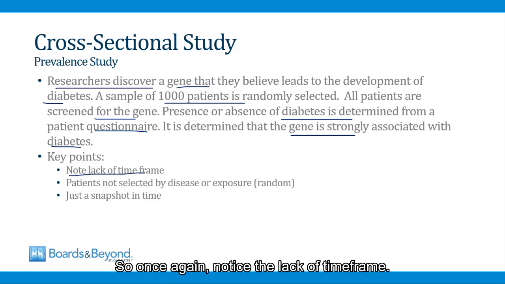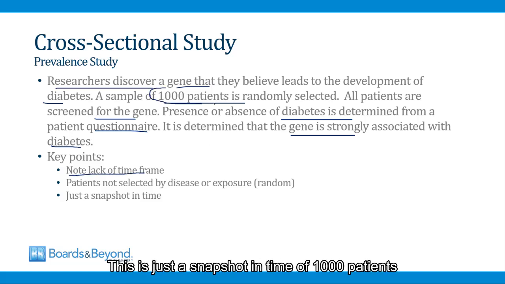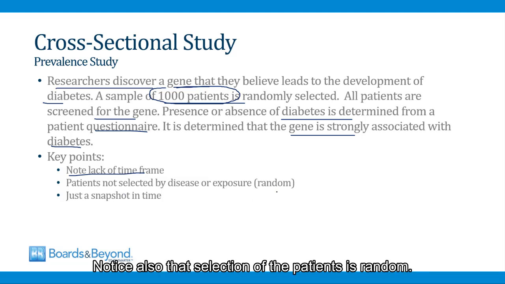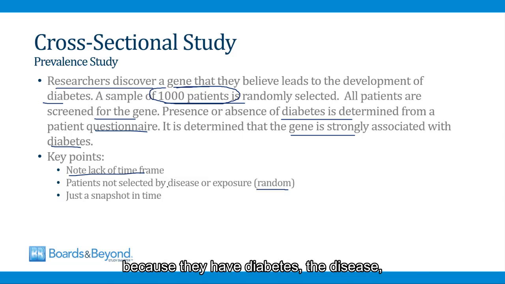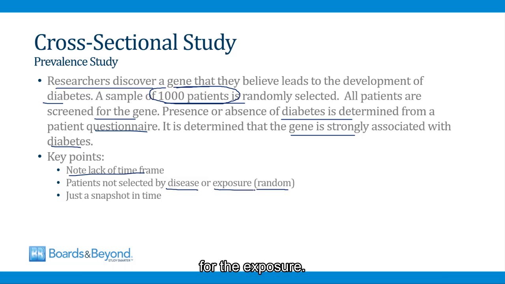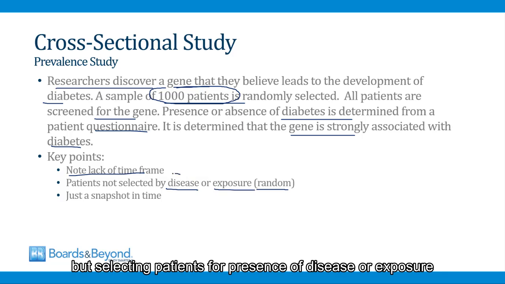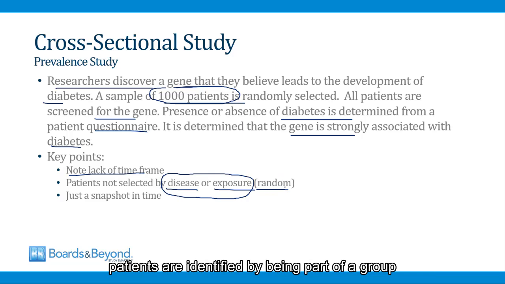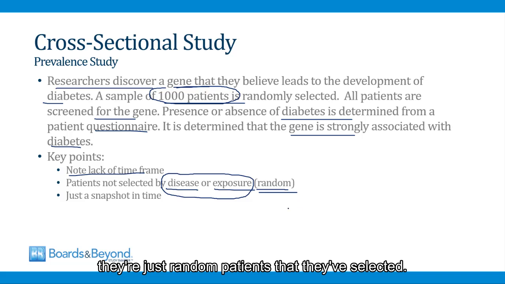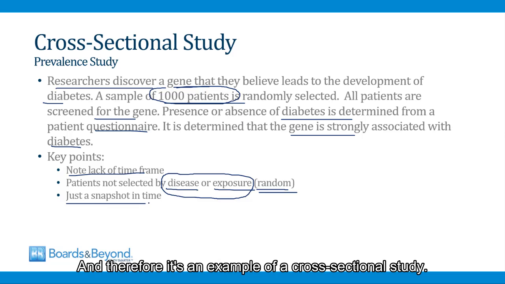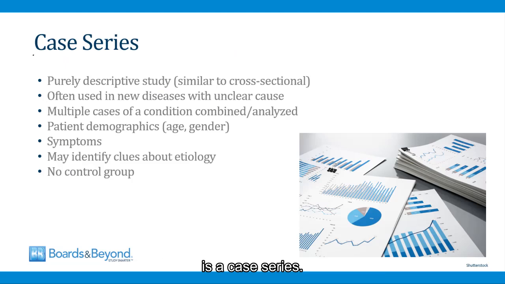So once again, notice the lack of time frame. This is just a snapshot in time of 1,000 patients and whether or not they have the gene or have disease. Notice also that selection of the patients is random. They're not selecting patients because they have diabetes, the disease, or because they have the gene that would be selecting them for the exposure. We'll talk about this shortly, but selecting patients for presence of disease or exposure is the way that other types of epidemiology studies are done. In cross-sectional studies, patients are identified by being part of a group. In this case, they're just random patients that they've selected. And once again, as I said before, this is just a snapshot in time, and therefore it's an example of a cross-sectional study.